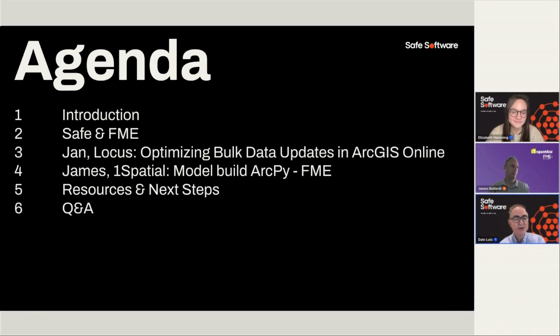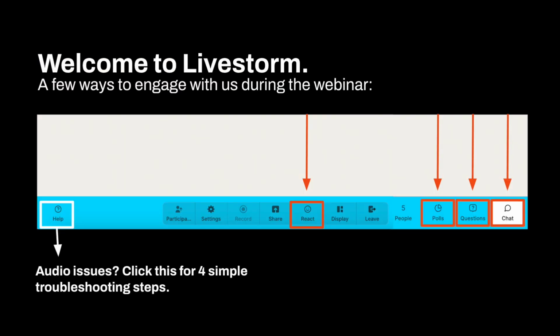By way of introduction, we've got a nice agenda for you. We'll talk a little bit about us, Safe Software, then we'll hand it off to Jan Roggisch of Locus in New Zealand, who's going to talk to us about doing bulk data updates in ArcGIS Online and some of the efficiencies that were gained there. Then we're going to go to Australia, where James Botterill is going to talk to us about using Model Builder ArcPy within FME, which is a topic that I've personally been interested in for a very long time, and I'm really glad James is able to share this with us today. We'll finish up with a bunch of Q&A, and along the journey, please ask questions. There's a bunch of us standing by to answer.